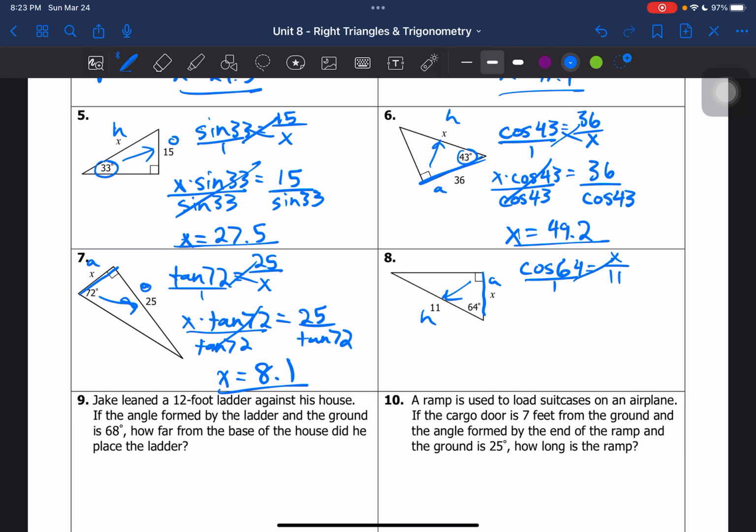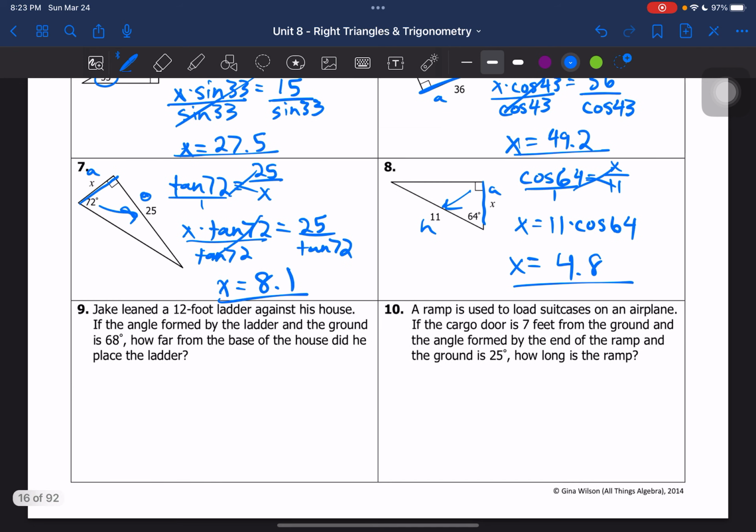So I'm going to cross multiply. X is equal to whatever 11 times cosine of 64 is. So when I type that into my calculator, I end up with 4.8, which is my answer there. There will be a few word problems where you're basically working with a diagram like the ones we've seen so far. You just have to create that diagram yourself by reading the problem.